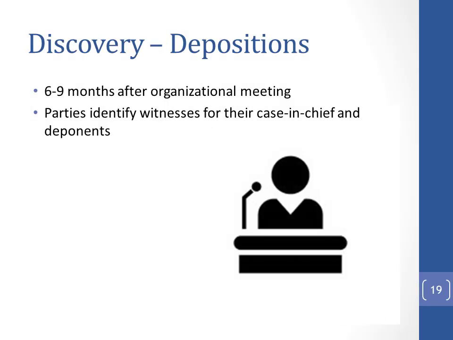Early on in the schedule, the parties will normally identify witnesses on their own side who have knowledge of the issues in dispute and whom they think they might call at the final hearing. And normally all of those people identified will be deponents. But as well, once each party has reviewed the documents produced by the other, they can request additional deponents.